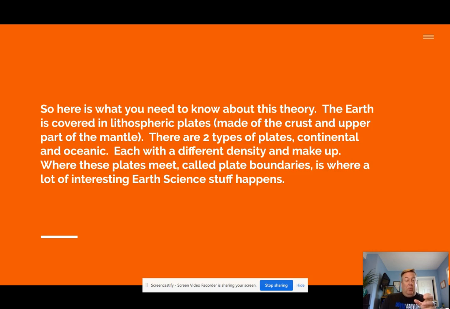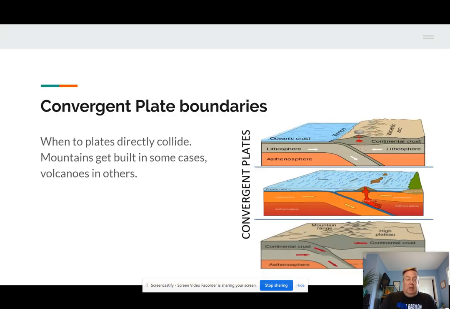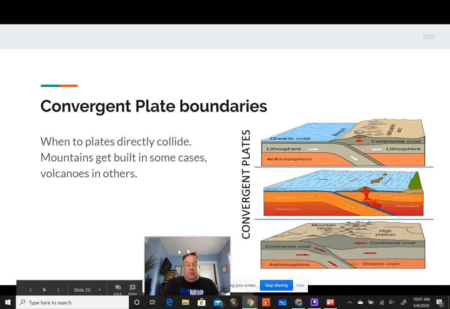Depending on what's going on, different things happen, and the different things that happen will tend to be the cool things that we want to learn about. We're going to go more into those next week, but those will be a little bit more fun. So let's talk about some of these plate boundaries.